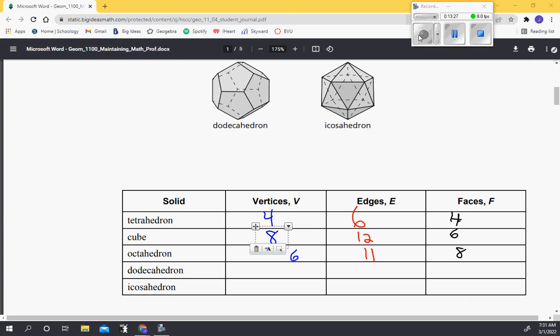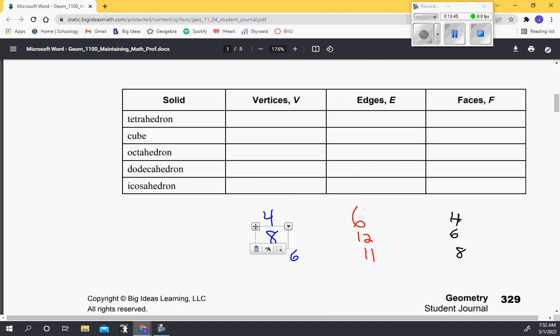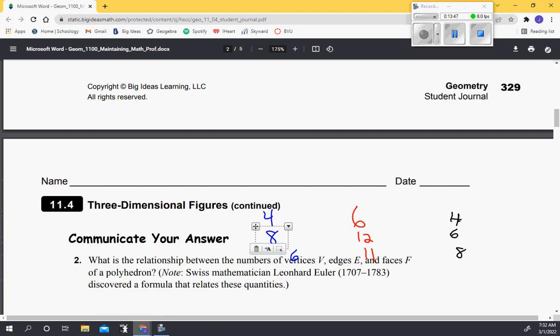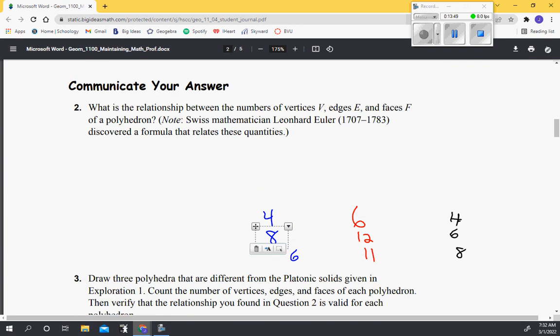Dodecahedron. How many vertices? That's a lot of vertices, and I'm not going to count all those. Let's see if we can create a rule instead of counting. Which is actually what they're asking for on the next page. What is the relationship between the numbers of vertices, edges, and faces of a polyhedron?